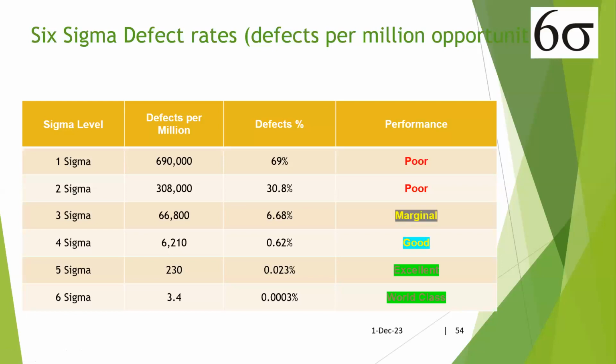4 sigma is much better. You see the change. Look at the effort or look at the difference in every level. 4 sigma, 6,210 defects per million, 0.62% defects, good performance. 5 sigma is 230 defects per million, a defect rate of 0.023%, excellent performance. And 6 sigma, which is world-class performance, has 3.4 defects per million and a defect percentage of 0.0003%. So 6 sigma definitely is world-class performance. 1 and 2 are not acceptable. 3 is just about acceptable. And then it's a hard work all the way up from 3 to 4, 4 to 5, and 5 to 6.